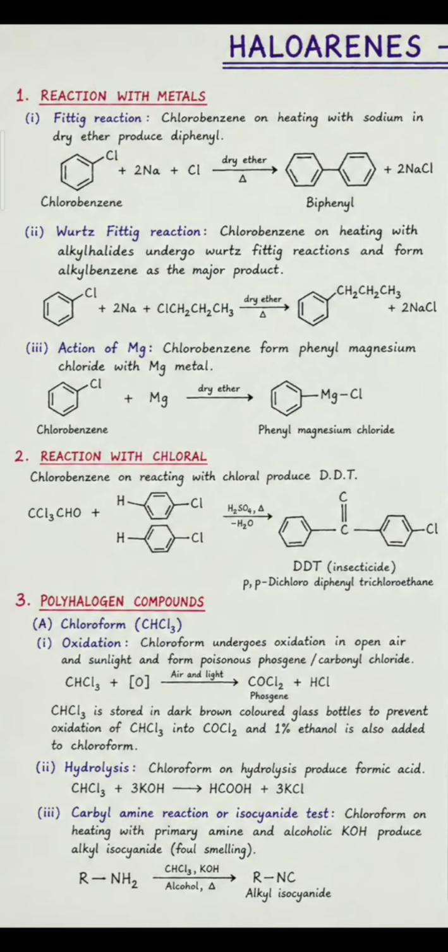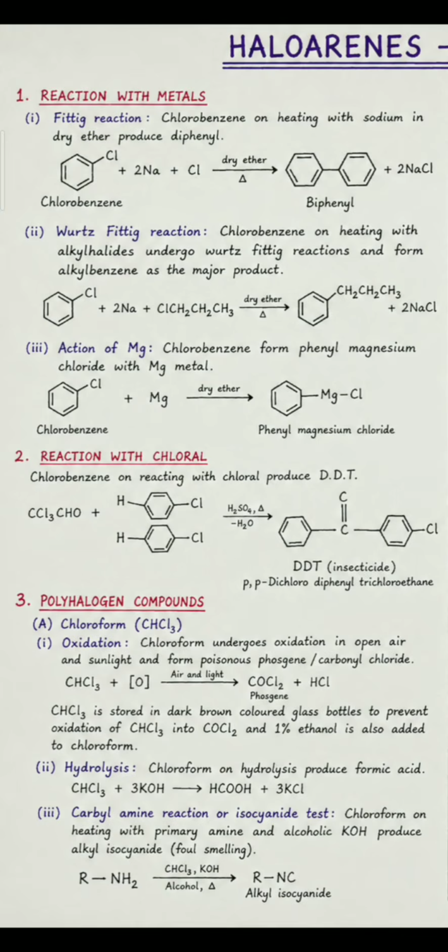Next one is reaction with metals. In the Fittig reaction, when aryl halides are heated with sodium in the presence of dry ether, it gives biphenyl. Example, when chlorobenzene is treated with sodium in the presence of dry ether, it gives biphenyl and 2NaCl. It is an important reaction, and the Wurtz-Fittig reaction also.